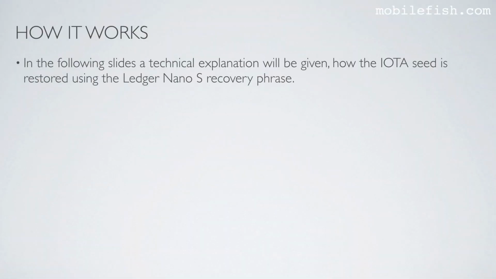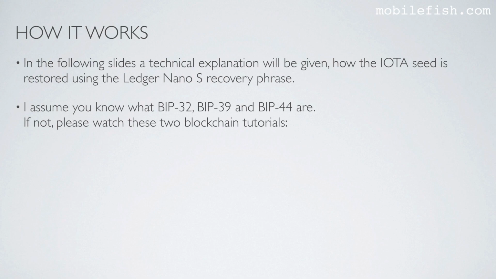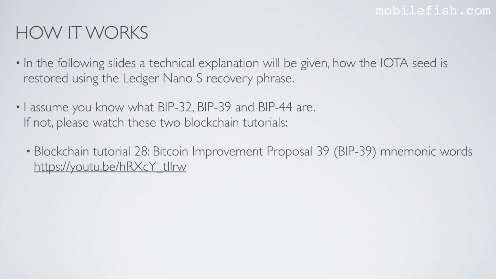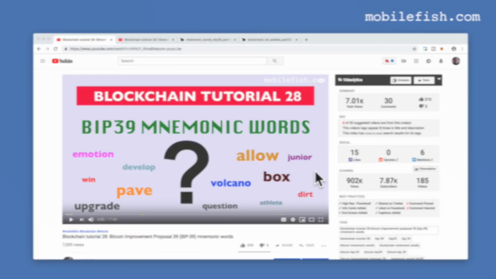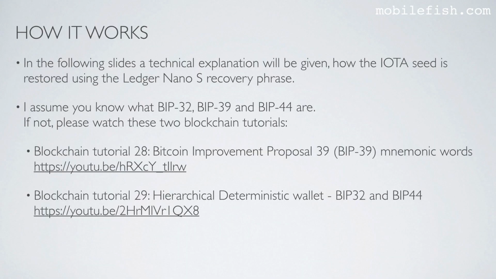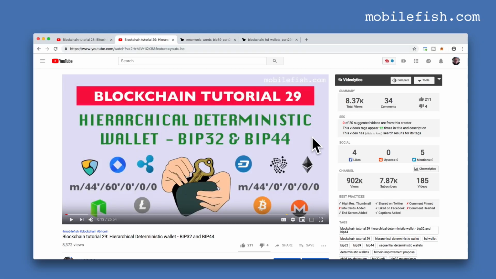In the following slides, a technical explanation will be given of how the IOTA seed is restored from the Ledger Nano S recovery phrase. I assume you know what BIP32, BIP39 and BIP44 are. If not, please watch these 2 blockchain tutorials which I have created. Blockchain tutorial 28, which explains Bitcoin Improvement Proposal 39 mnemonic words, this YouTube video. And blockchain tutorial 29, which explains hierarchical deterministic wallet BIP32 and BIP44, this YouTube video.